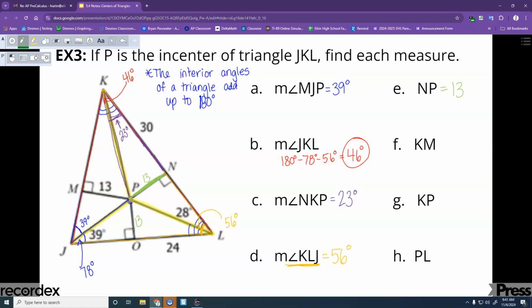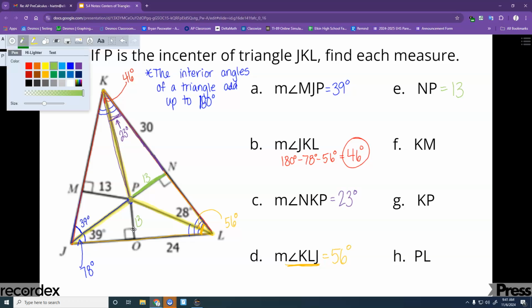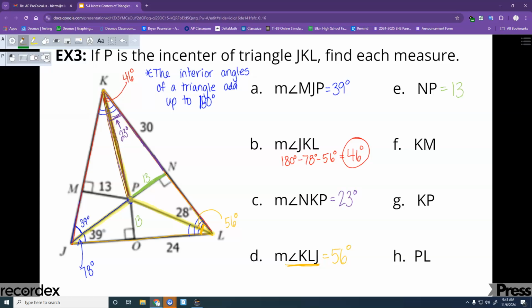I don't like that it asked me for KM next. Let's first find KP. So for KP, this line right here, I don't have a side that it's going to be equal to, but this is a right angle. So I can do the Pythagorean theorem here. Which side is my hypotenuse in this triangle? Not 30. It's KP. It's the one you're missing.